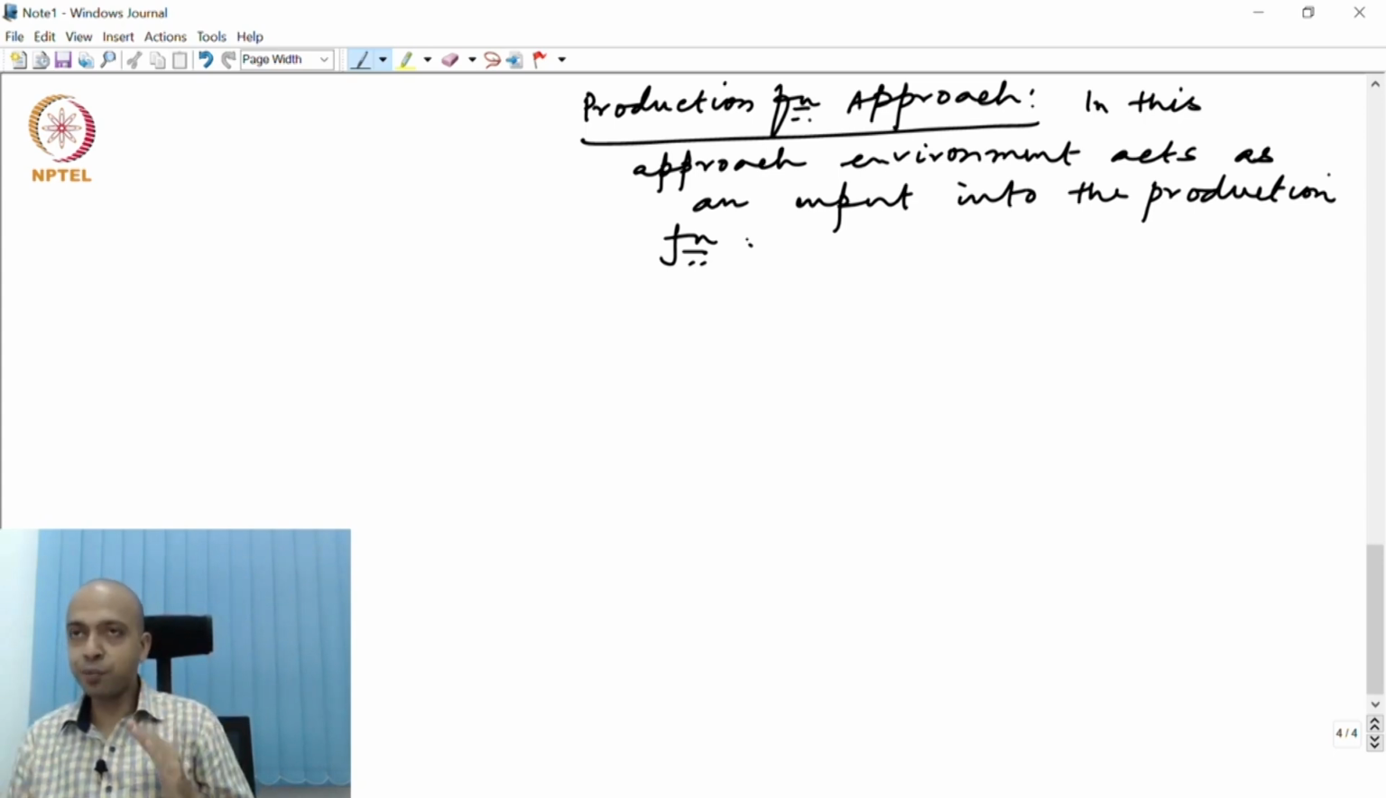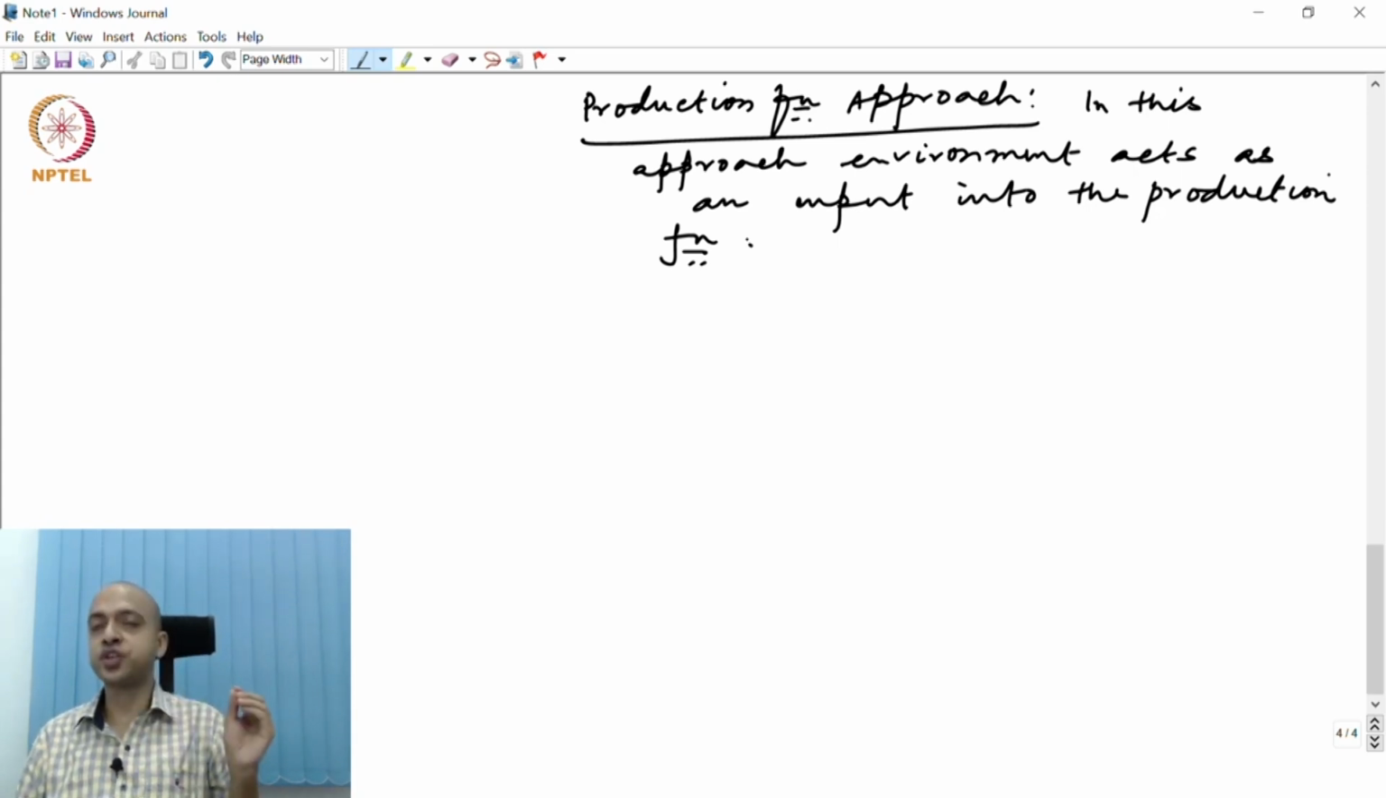These are the three different approaches, and in our next class we will discuss these approaches one by one. We will first start our discussion with the stated preference approach, and within the stated preference approach we will first discuss the contingent valuation method.